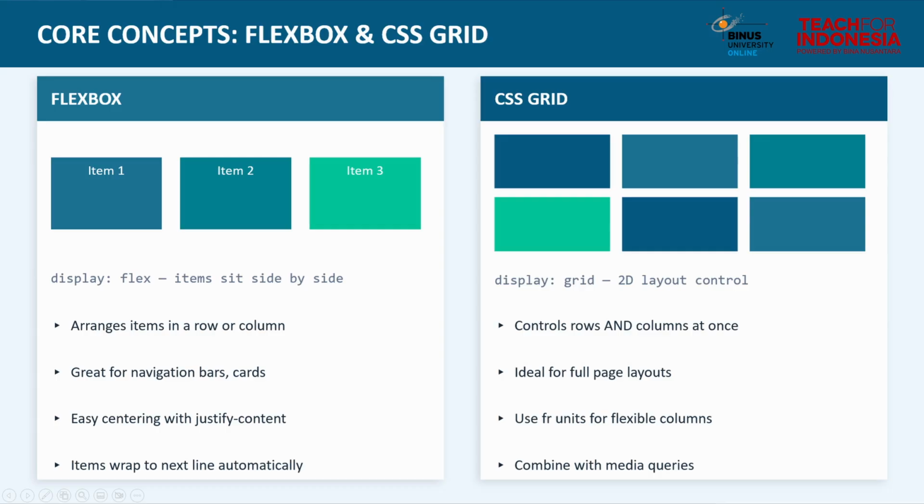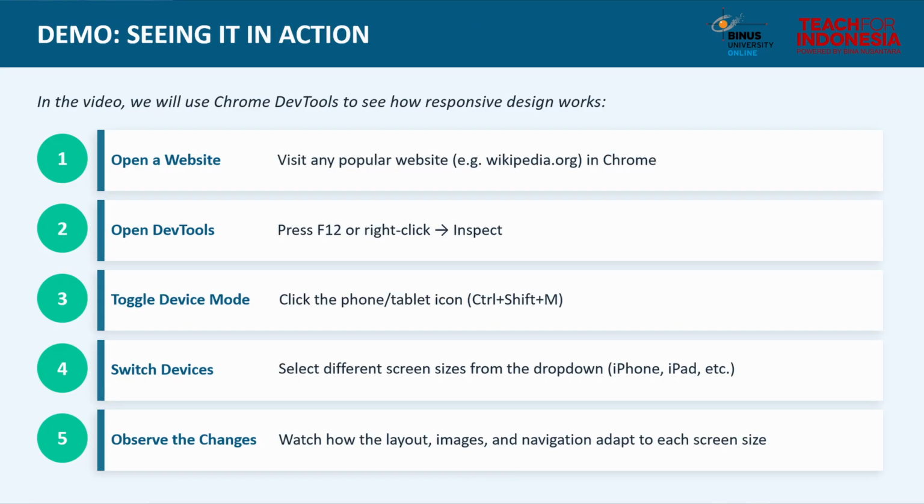CSS Grid, on the other hand, is for two-dimensional layout, meaning it controls both rows and columns at the same time. It's ideal when you need full page layouts with headers, sidebars, and footers. In practice, you'll often use both together: Grid for the overall page structure and Flexbox for the smaller components inside it. And of course, you combine both with media queries to make everything responsive.